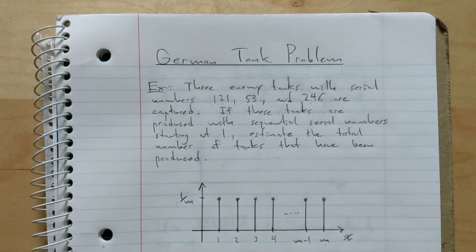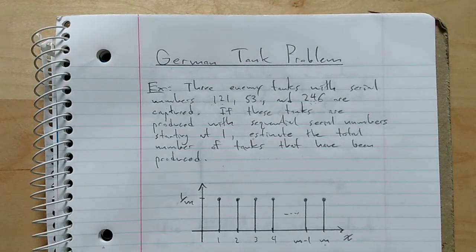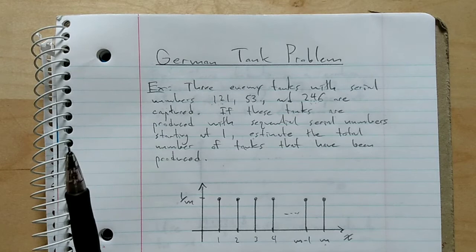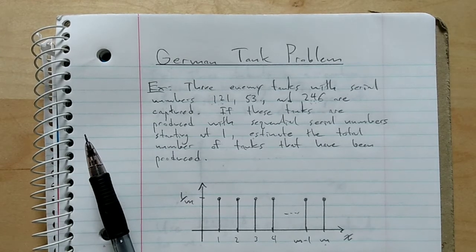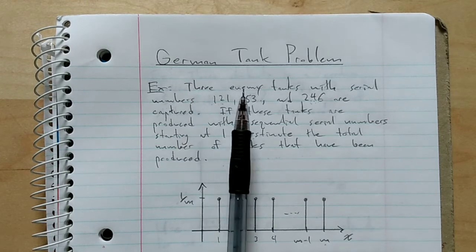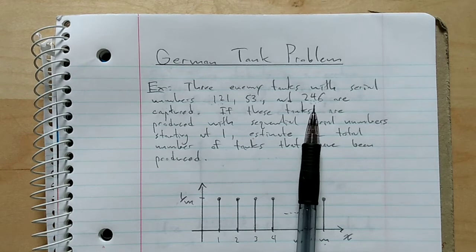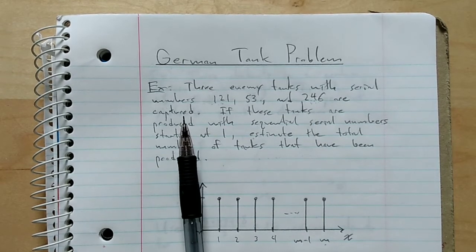Let's introduce the field of statistical estimation with a classic problem called the German tank problem, also called the locomotive problem. So I'll state it in this sort of World War II context, which is pretty common for writing this problem down. Three enemy tanks with serial numbers 121, 53, and 246 are captured during the course of a war.